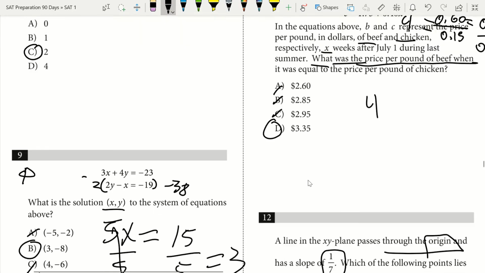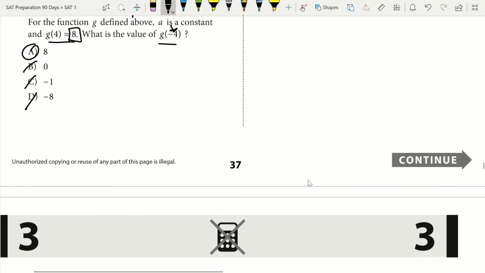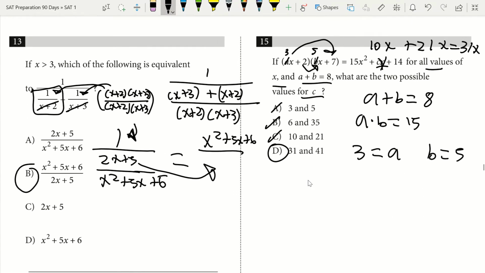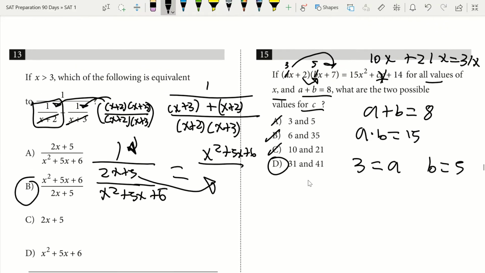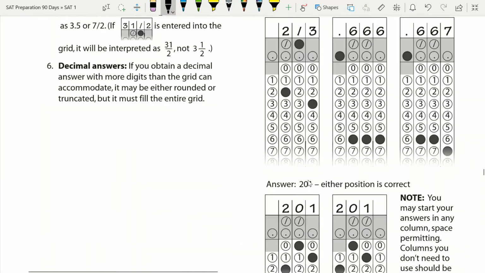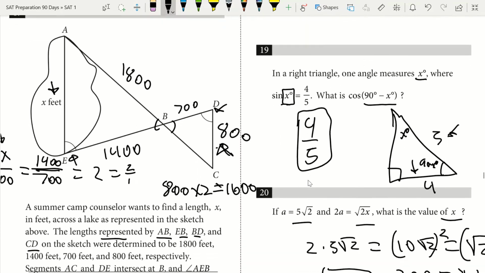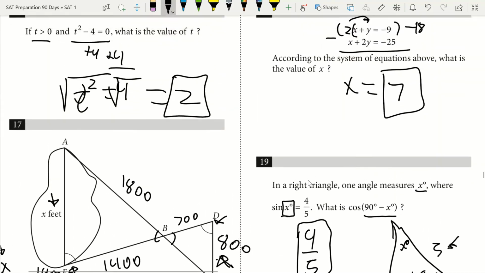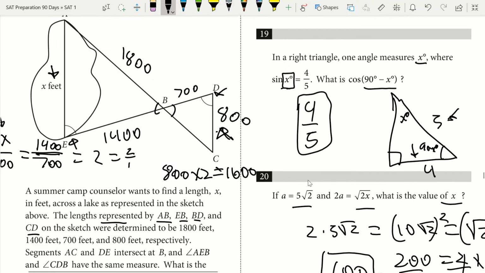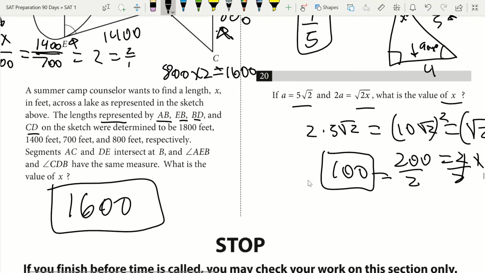11, D. 12, D. 13, B. 14, A. 15, D. 16, 2. 17, 1600. 18, 7. 19, 4/5. 20, 100. Make sure each matches.